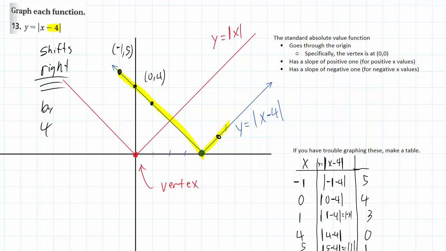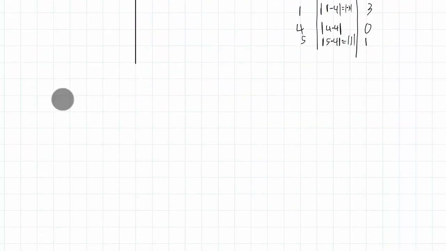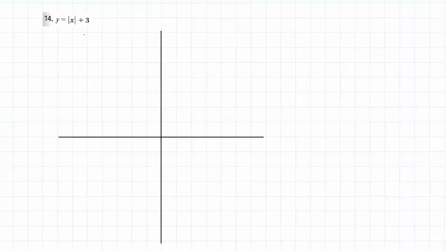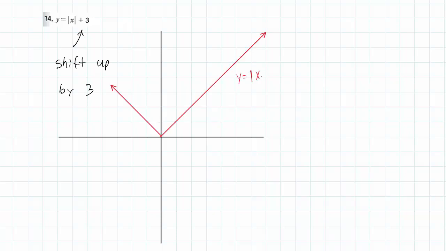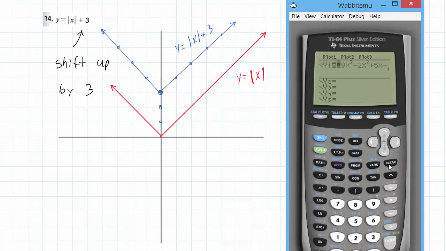And it helps to know where the vertex is. But if you plot enough points, you can find the vertex. But it's best to know the parent function and how this thing is shifted. For this one, instead of it being shifted right or left, since the +3 is outside the absolute value brackets, or the absolute value symbols, that means that it's a shift up or down, and a +3 is a shift up. So I know that this is going to have its vertex 3 units higher than a normal absolute value function. So I'm going to shift this 3 units up from where it was.